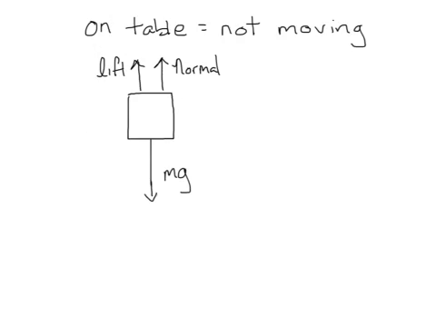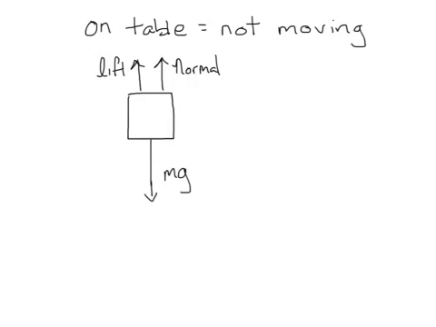Okay, so for your activity today, there are kind of two parts. And the first part, the paper was sitting on the table. It was not moving. And as we've already discussed, if it's not moving, then it's in equilibrium, and the forces must be balanced. So in this case, we have two upward forces. We have a lift force from that convection current and a normal force from the table pushing up on the paper. And then we have the weight of the paper going down.